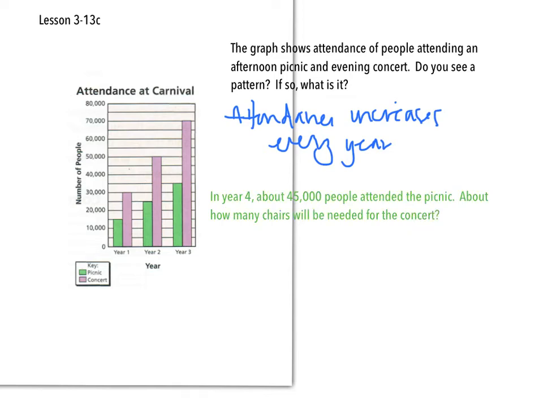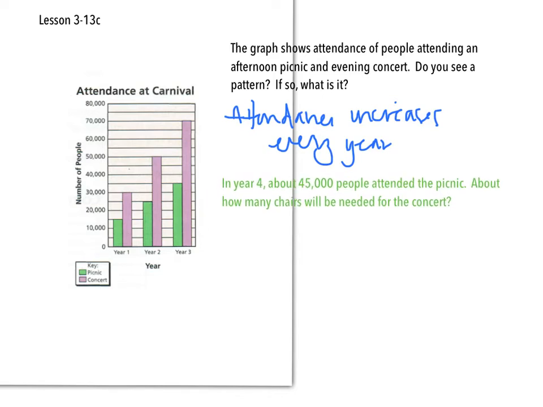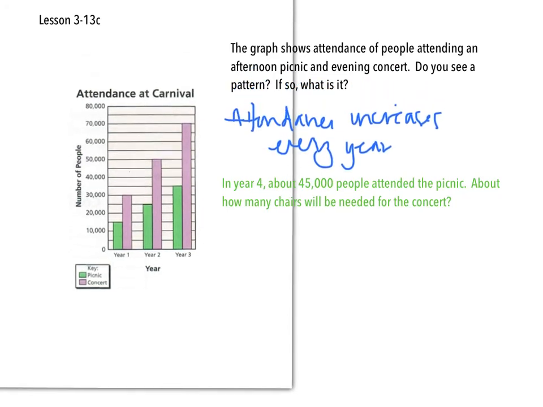So the next year we have 45,000 people, which, if I want, I can go to green. We have 45,000 people. So how many chairs will be needed for the concert? I want us to take some time and see what information you can garner from this graph and see if you can hazard a guess, all right?